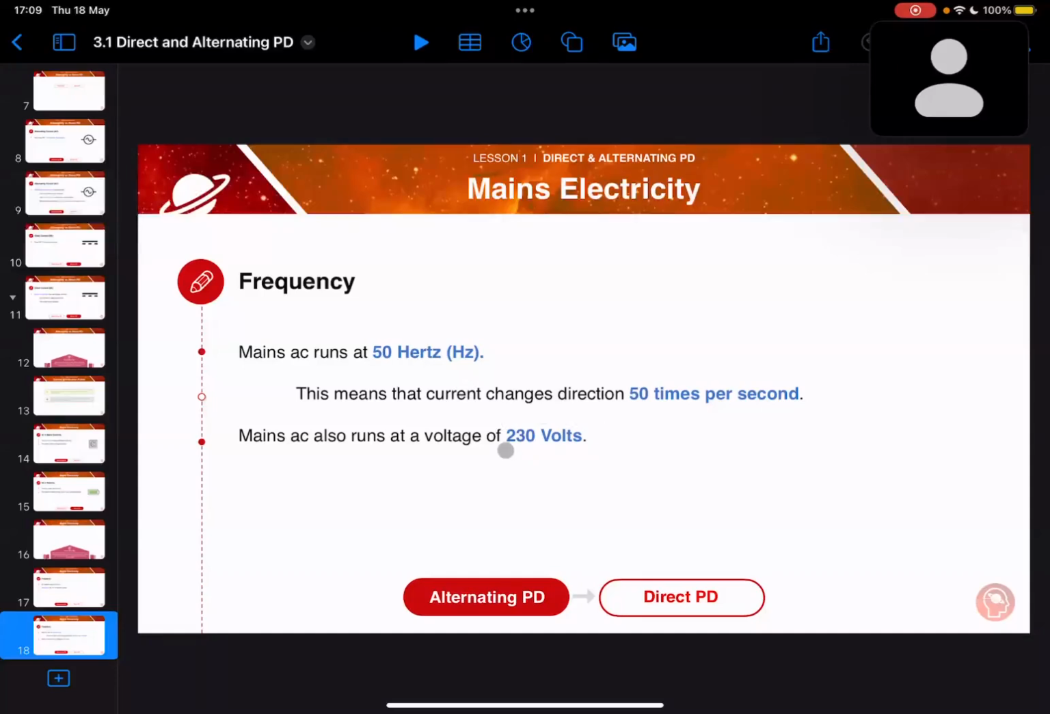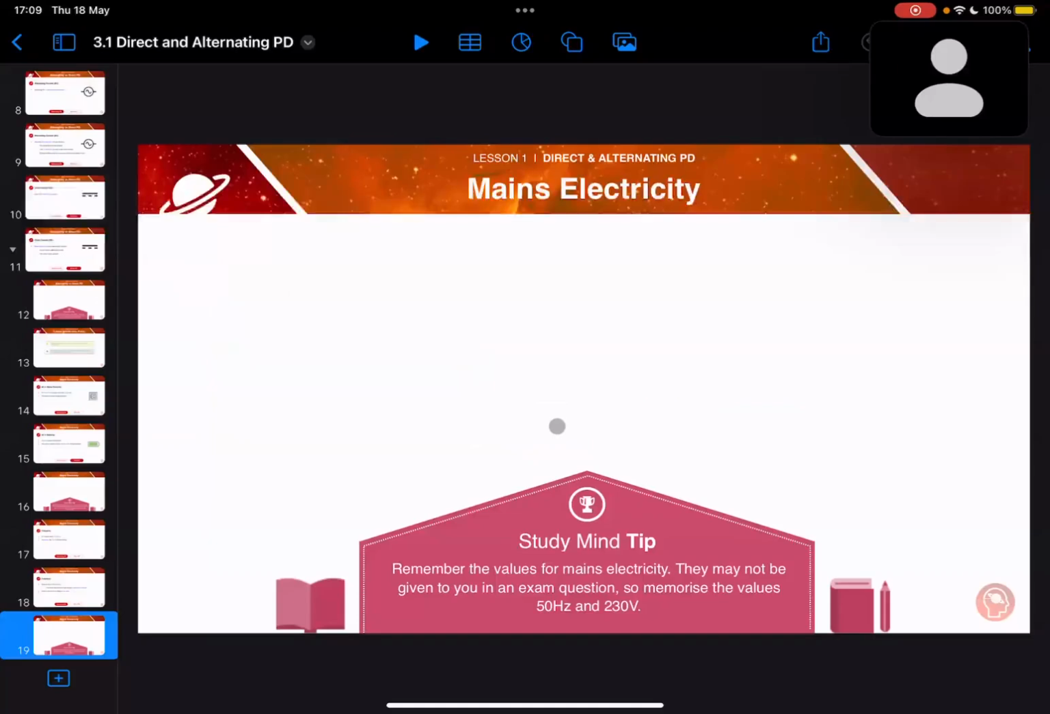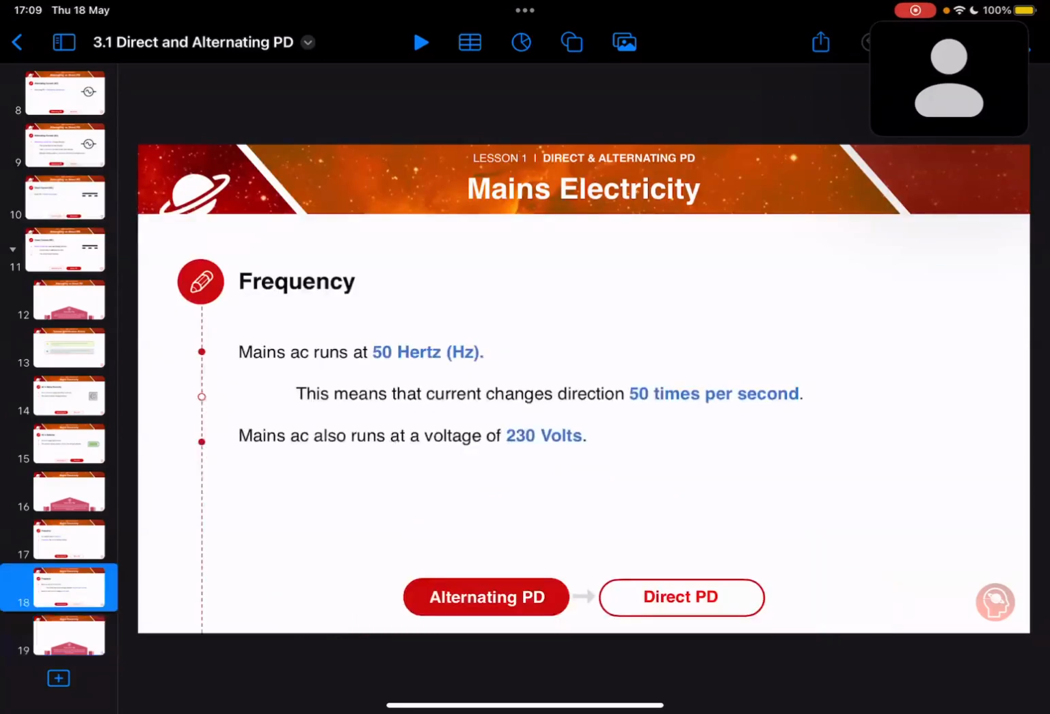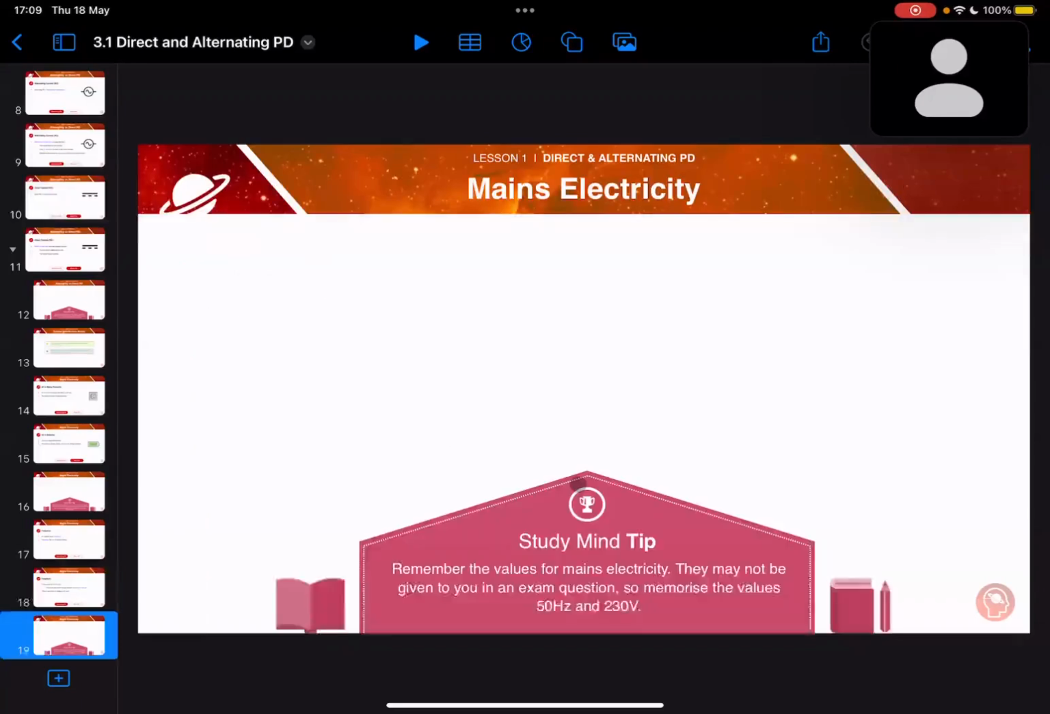Another value that you need to know is the voltage of your mains, and that is 230 volts. And that is country dependent usually, but when we talk about the UK, the electricity that we get through the mains, we get 230 volts of it. So sometimes they might give them to you in an exam question, sometimes they might not. So it's only going to benefit you if you could just learn that the mains runs at 50 hertz and 230 volts.